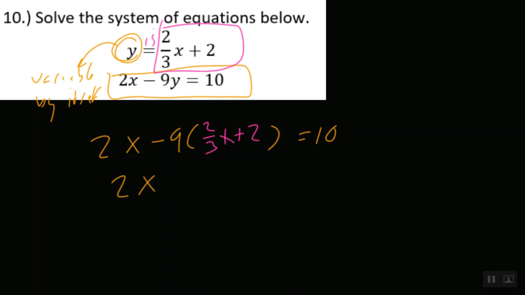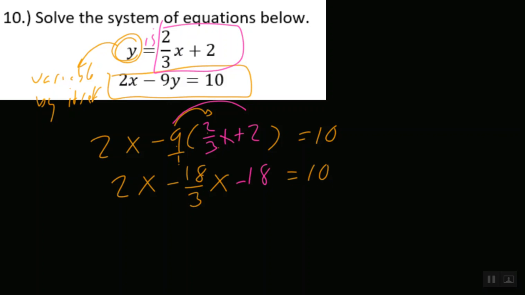Now from here, guys, we have some very simple math. We have 2x, and then negative 9 over 1 times 2 over 3 becomes negative 18. 9 times 2 is 18, over 1 times 3 is 3x. And negative 9 times 2 is also negative 18. And of course, this will equal 10.